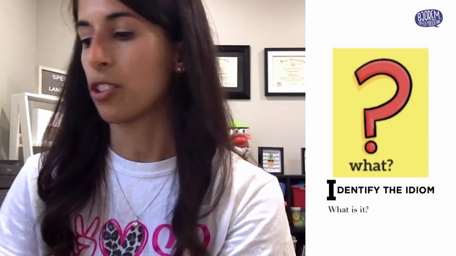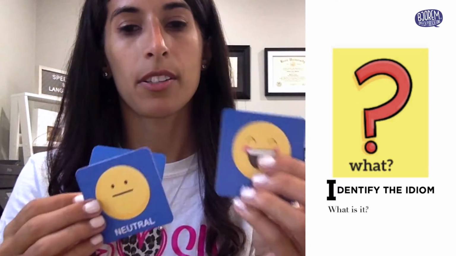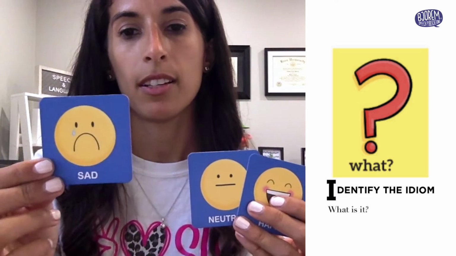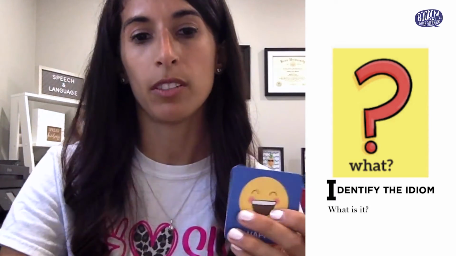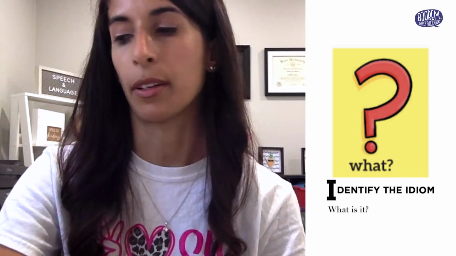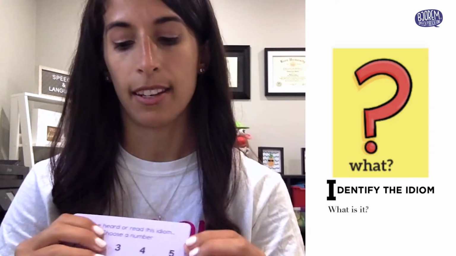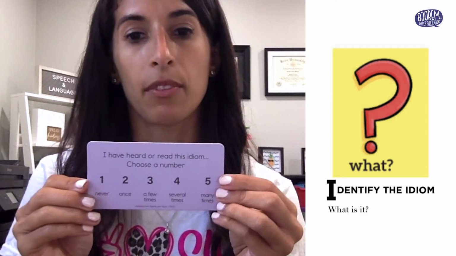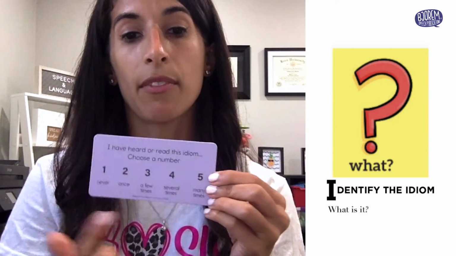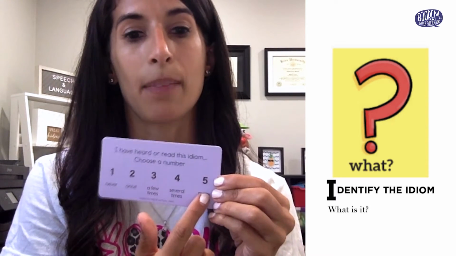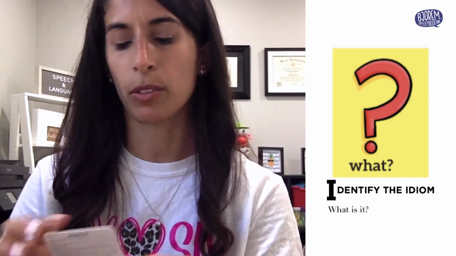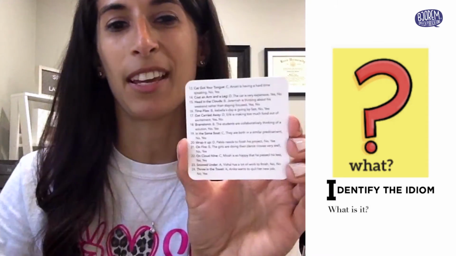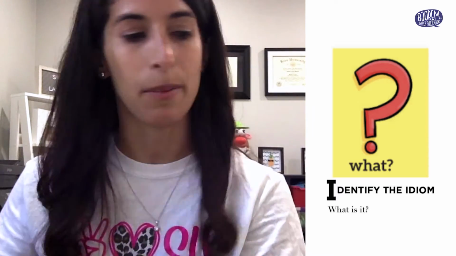You are going to use our emotion cards to describe how it makes them feel. Does a show of hands sound like it makes you feel sad, neutral, or happy? They're going to pick their emotion card. And then next, they are going to tell how often they have heard the idiom. Have they heard it never, or have they heard it many times? So they could pick from 1 to 5 from there. Also included is an answer key, so that you know what the answers are for the idioms.